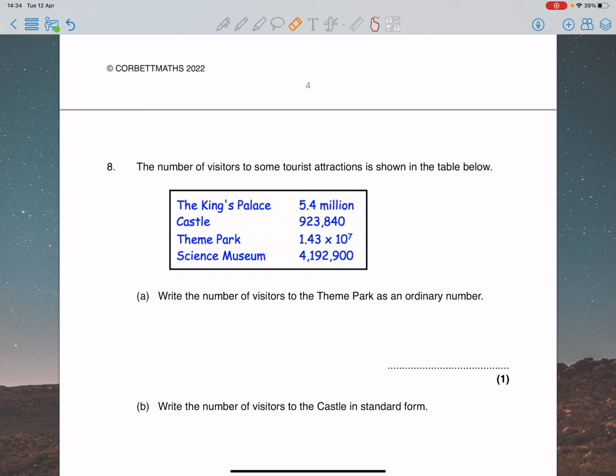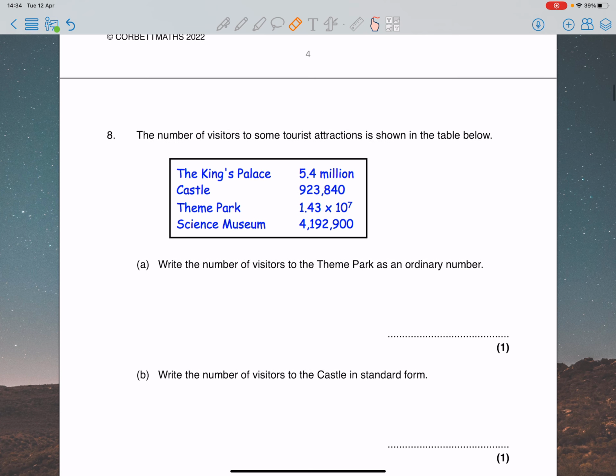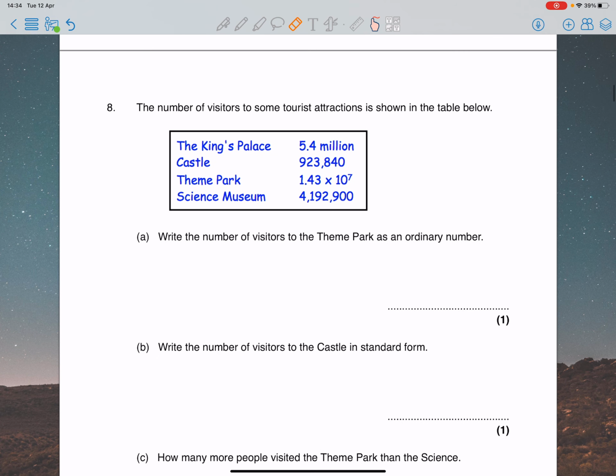So next, the number of visitors to some tourist attractions is shown in the table below. So they've given it to us in different ways. So 5.4 million, Castle 923,840, Theme Park 1.43 times 10 to the power of 7, and the Science Museum 4,192,900. Write the number of visitors to the theme park as an ordinary number.